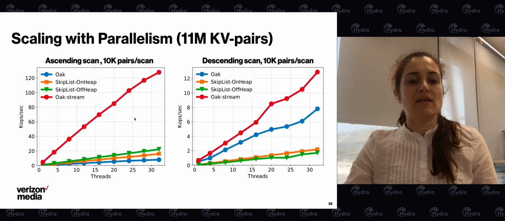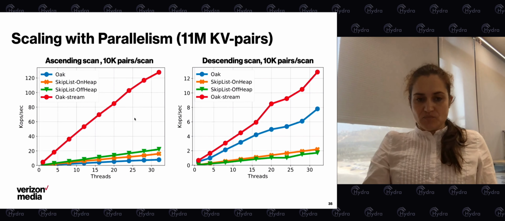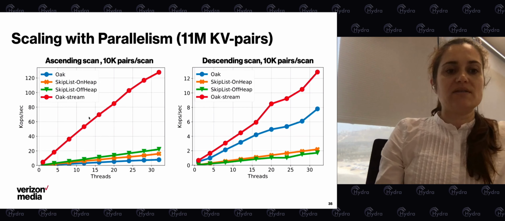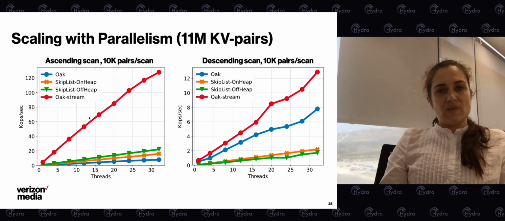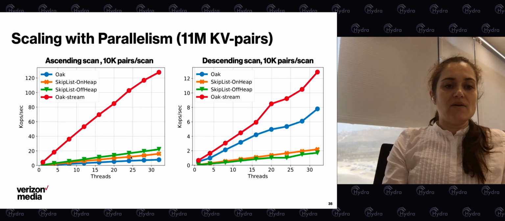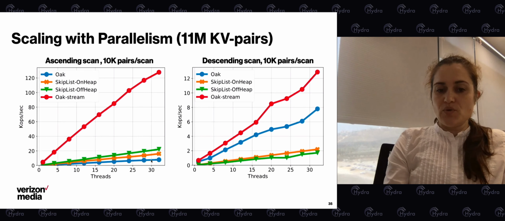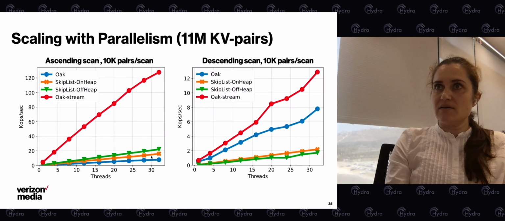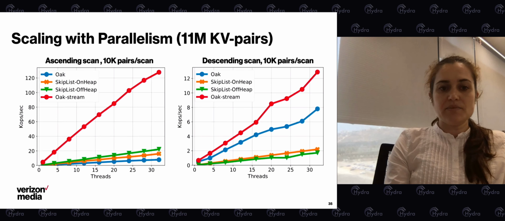Okay, then let's come to the scanning. On the right side you see scanning in ascending order, like forward scan. And if we look, Oak performs poorly, a little bit less than the concurrent skip list map of Java, not that poorly. And this, as I've said again, is because of the creation of an Oak buffer on any next step.